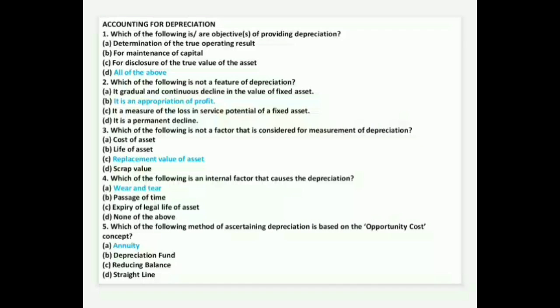Which of the following method of ascertaining depreciation is based on the opportunity cost? Guys, which of the following method of ascertaining depreciation is based on opportunity cost? If opportunity cost concept is there, then the annuity will be the correct answer. I repeat, opportunity cost concept will be there, then annuity will be the correct option.